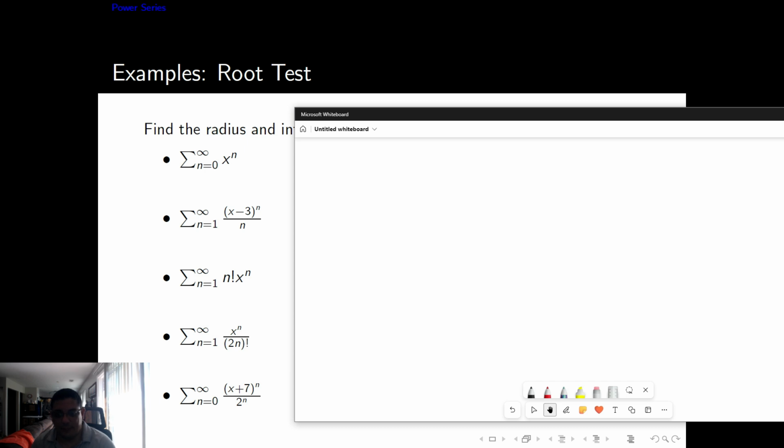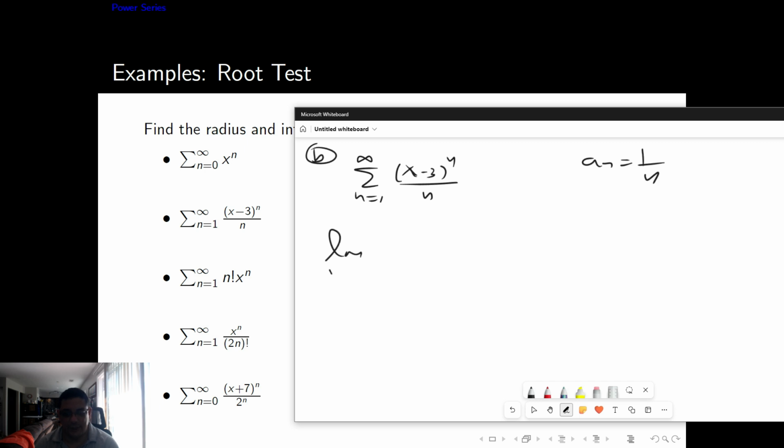For the next example, we have the series from n equals 1 to infinity of (x minus 3) to the n over n. So this is essentially here a_n equals 1 over n. If I'm doing the ratio test, which is going to be the easiest to do here, I'm going to do a_(n+1), here's x minus 3 to the n plus 1, over a_n, x minus 3 to the n, absolute value.